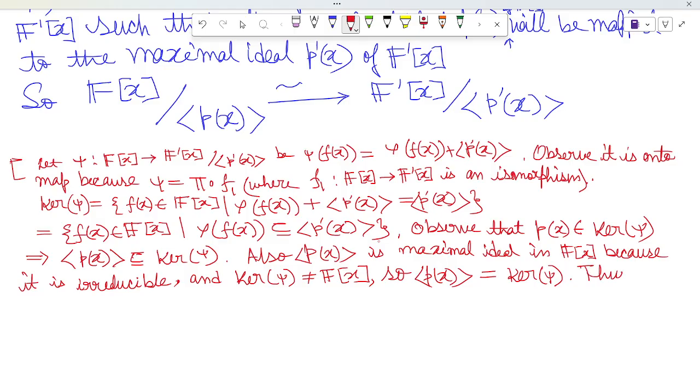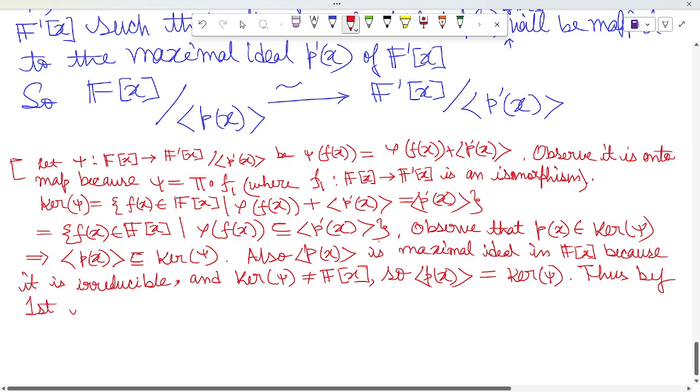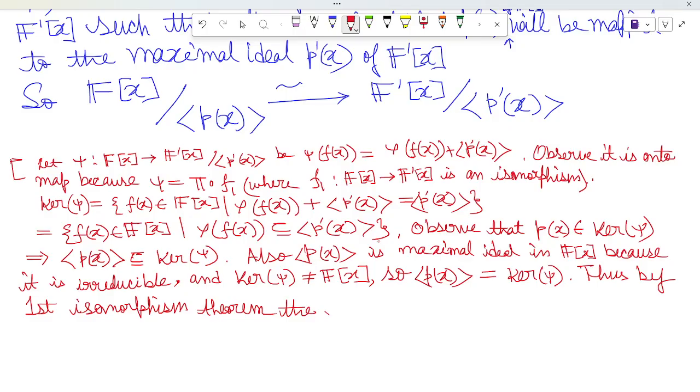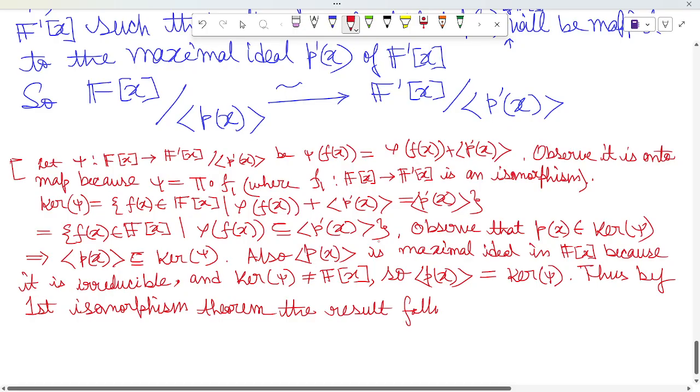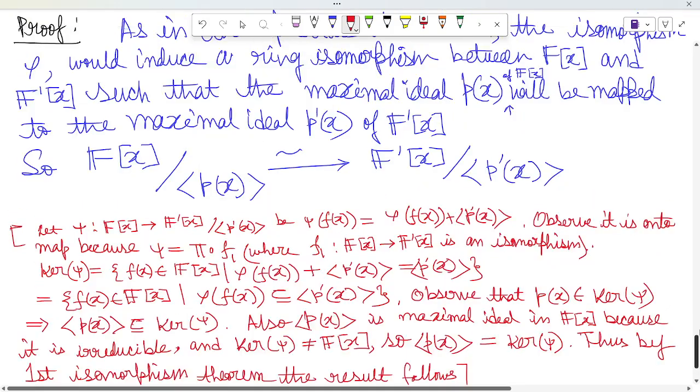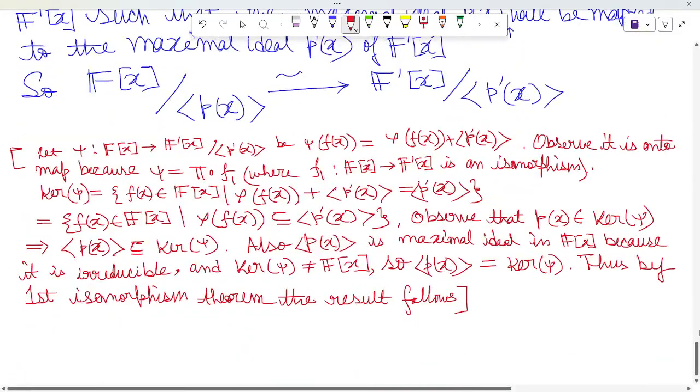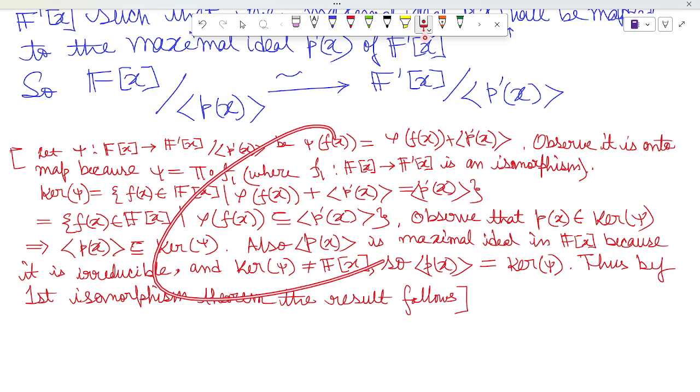Thus, by the first isomorphism theorem... do you understand why I wrote this? The logic is this.